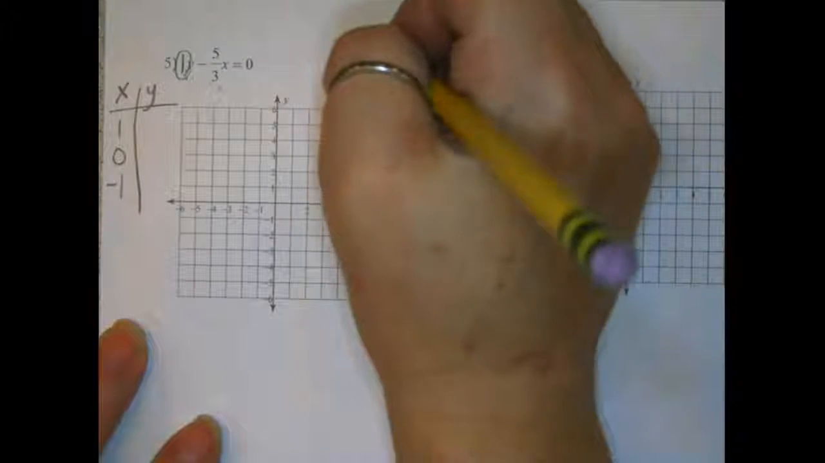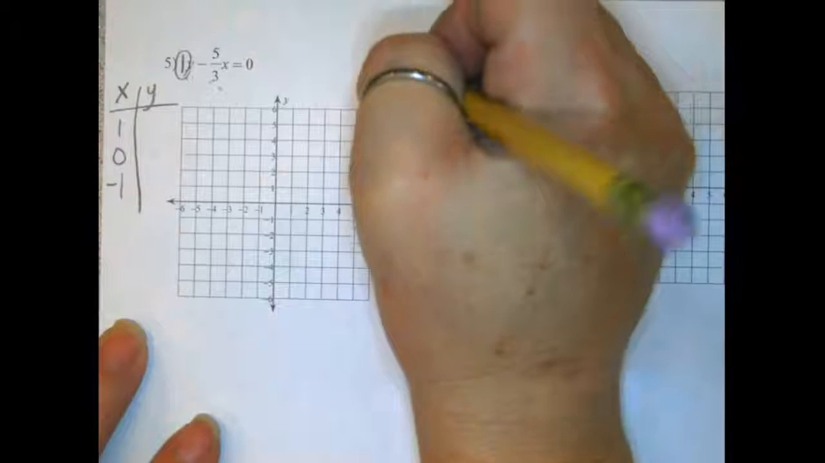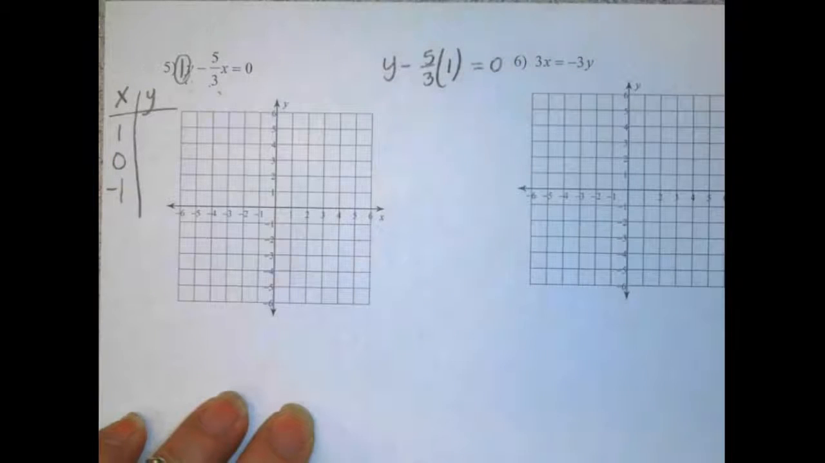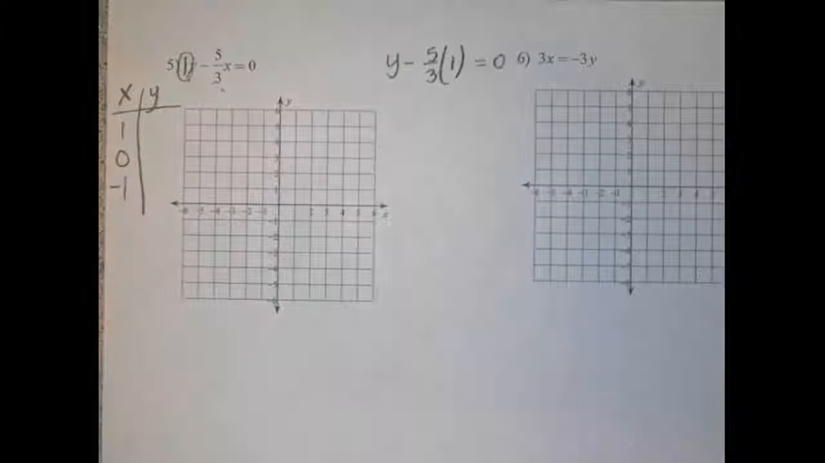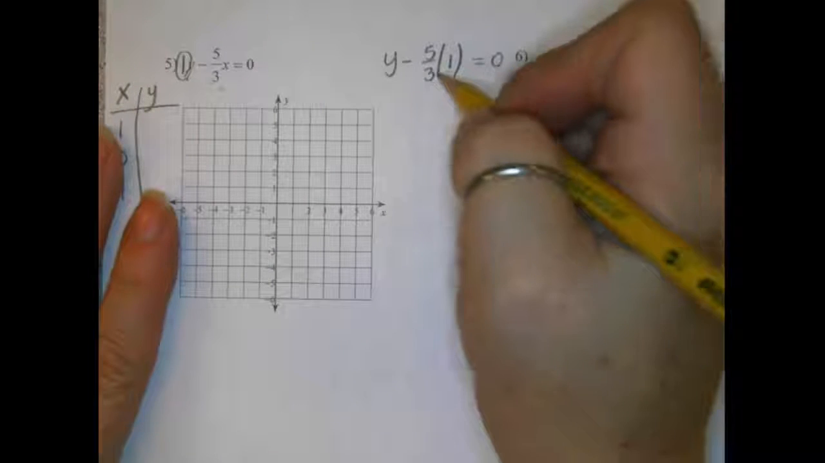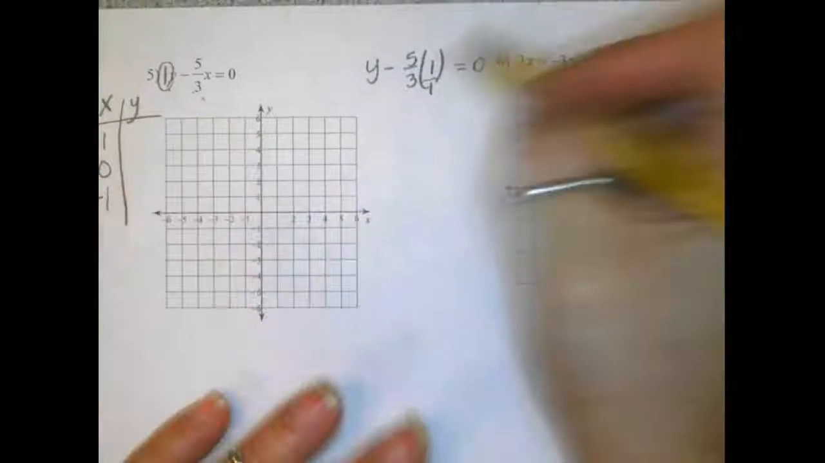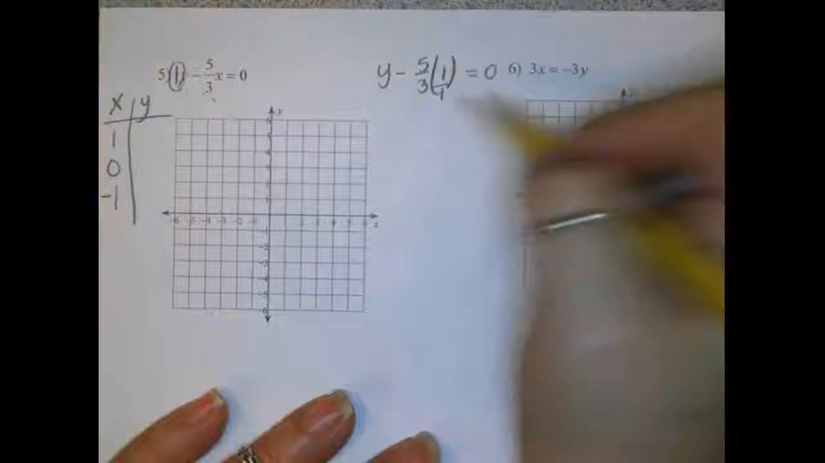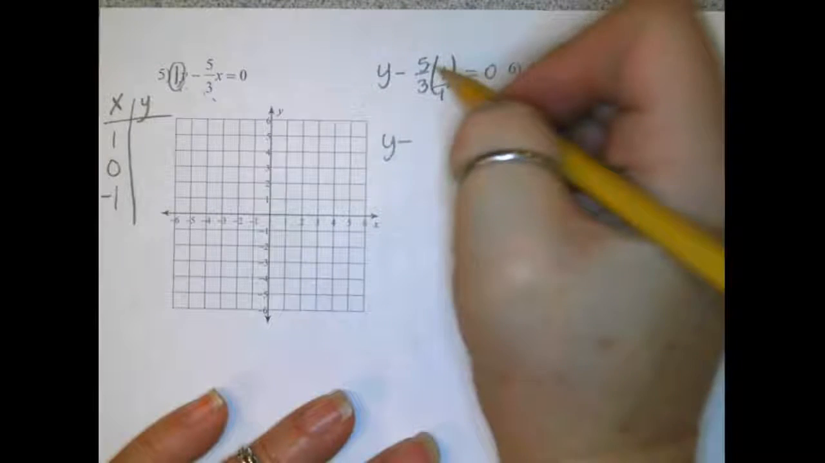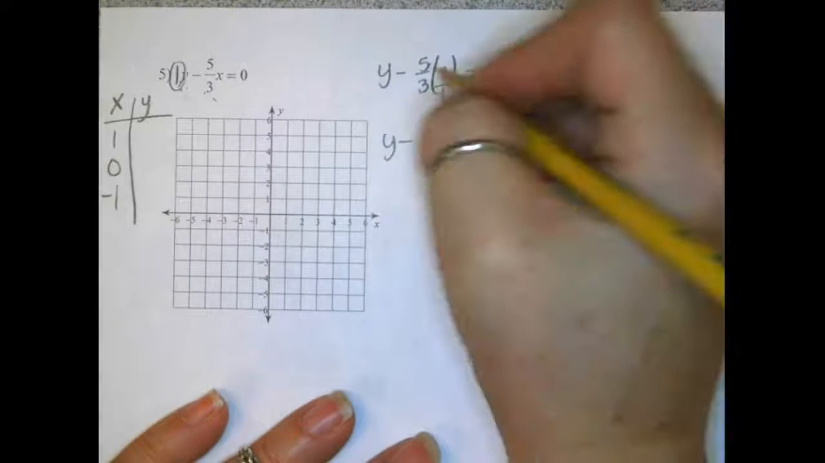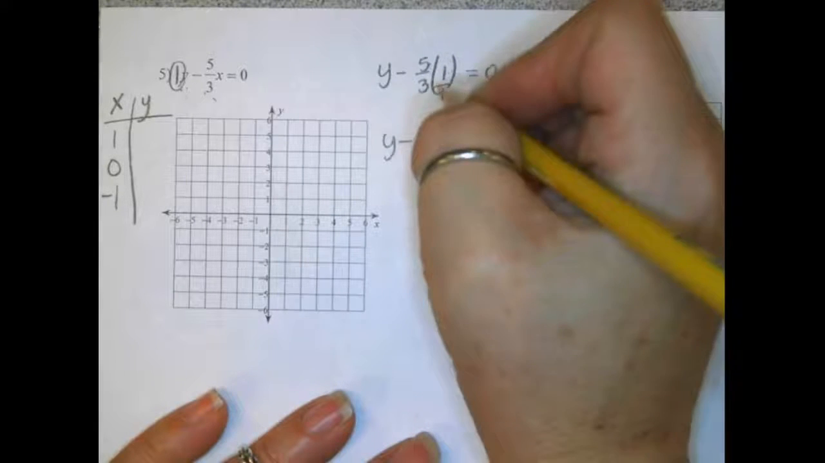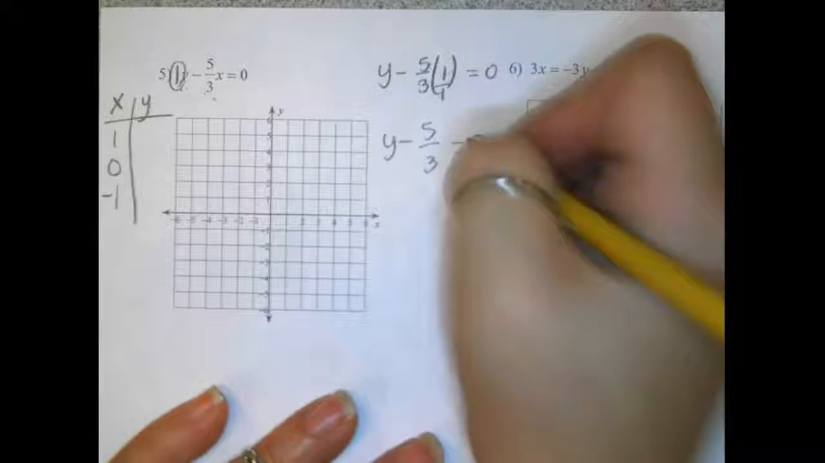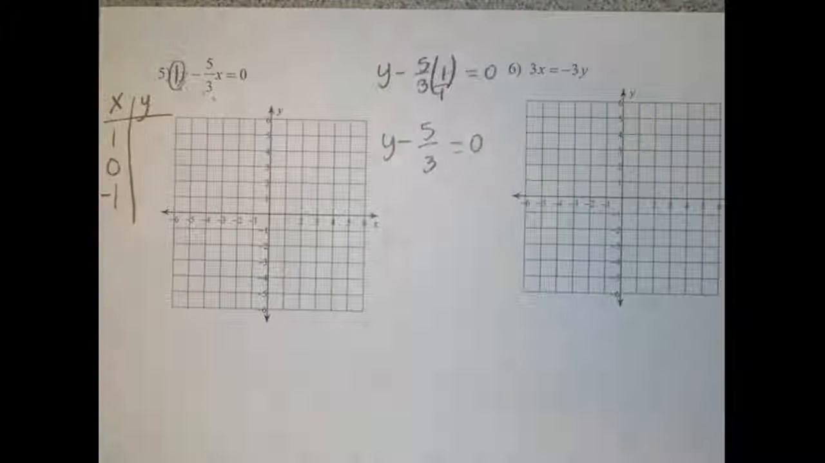So I'm going to start by saying y minus 5/3 times 1 is equal to 0. And I know it looks confusing, but it's not. So in order to multiply a fraction, you need to make this whole number a fraction. Okay? So this becomes y minus, what's 5 times 1? It's 5, right? What's 3 times 1? Equals 0. Okay?